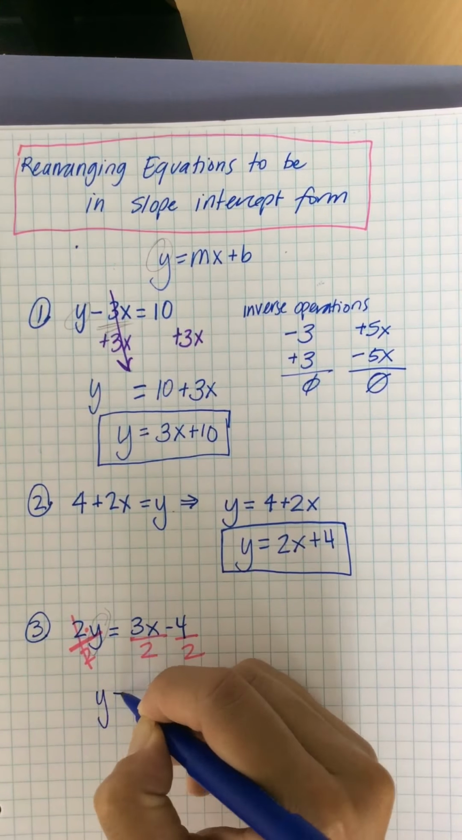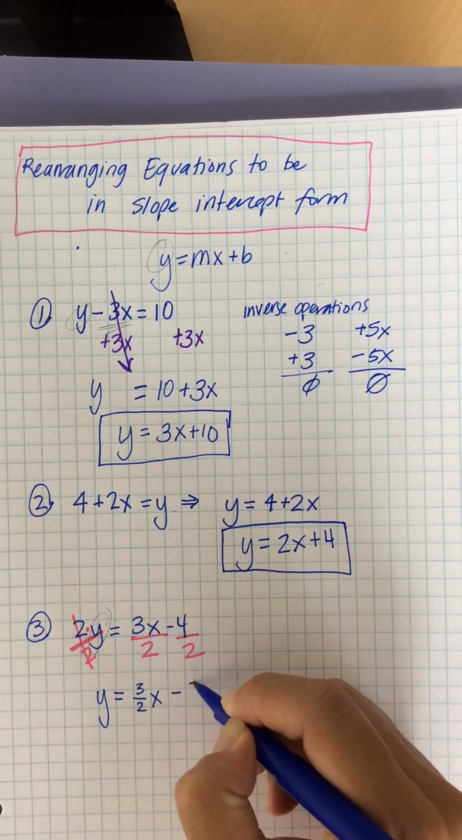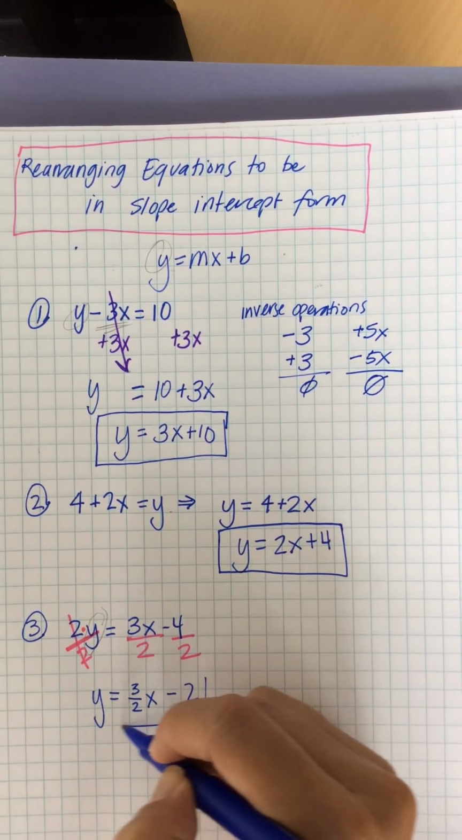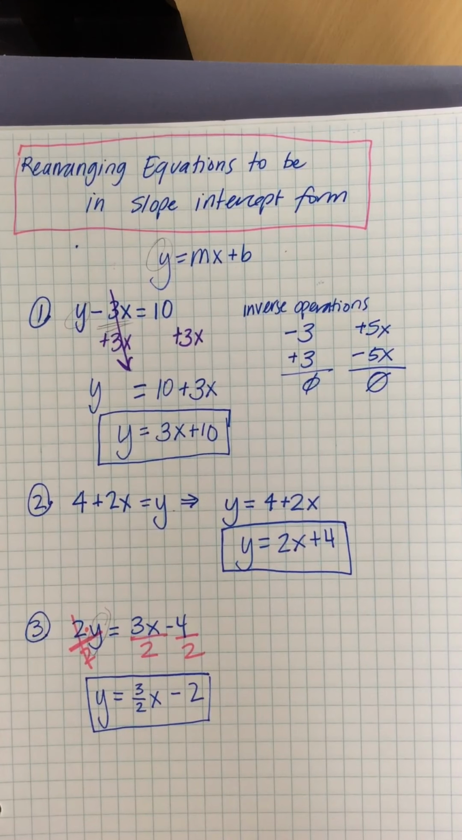Okay, what about this part? Can I simplify negative 4 divided by 2? Negative 4 divided by 2. Yeah, that's just negative 2. So that is my slope-intercept form.